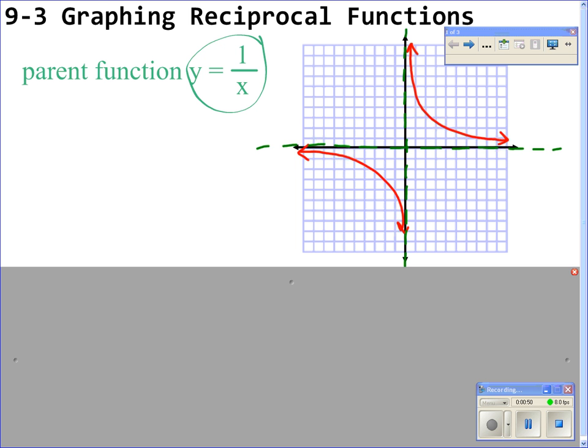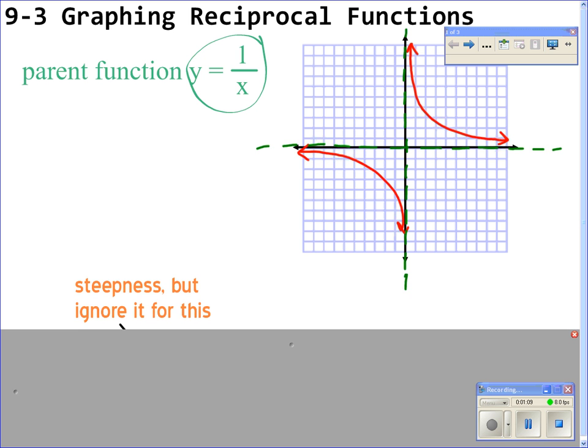Y equals 1 over x. And it creates these two curves, two red curves that I have up there. Now the graph is going to move around, and those asymptotes are going to move with it.